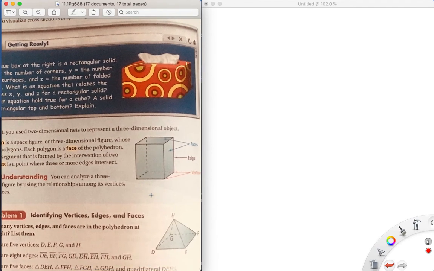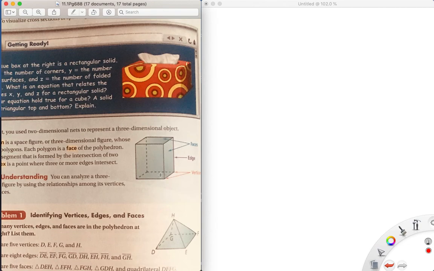A polyhedron is a three-dimensional figure such that the faces or the sides of the figure are polygons. Remember, we talked about polygons being shapes such as triangles, squares, quadrilaterals, rectangles, rhombus, kites, or pentagons, hexagons, octagons, nonagons, decagons. Anything where it has a particular number of sides, right? These are called polyhedrons.